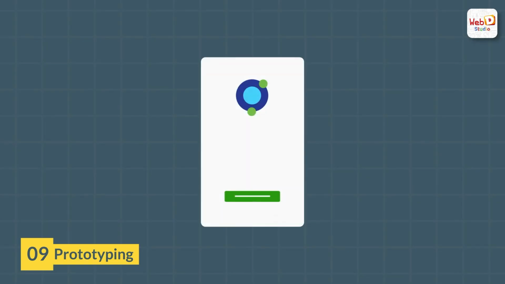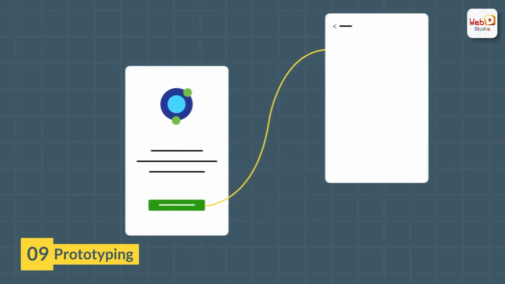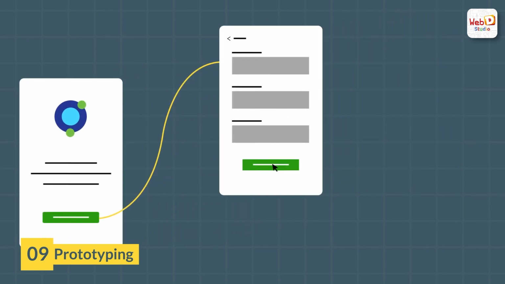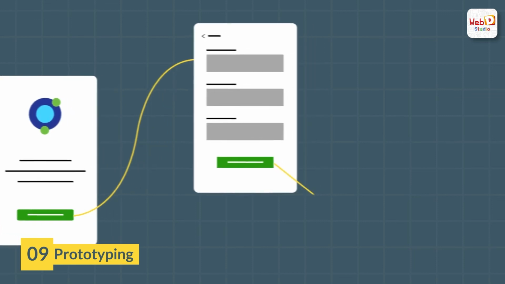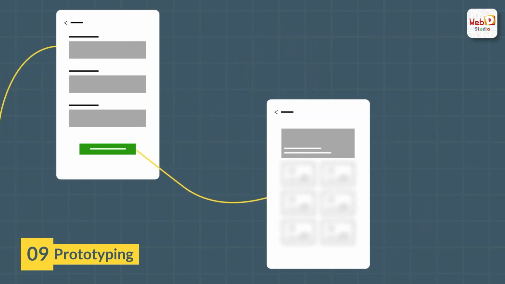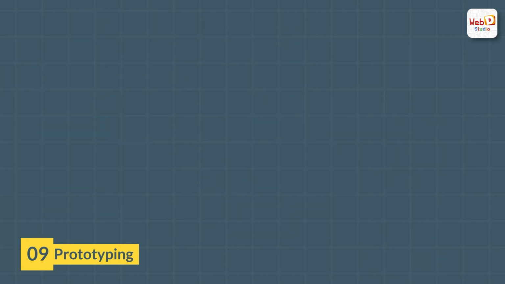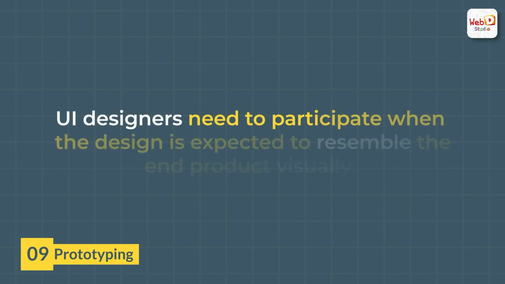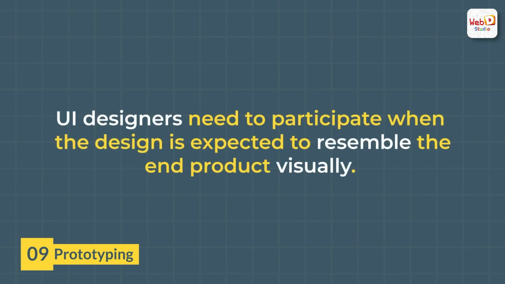Prototyping. The UI designer often becomes a part of prototyping when the model is more realistic and is expected to be designed to fine detail. The UX designers usually develop basic prototypes to demonstrate functionality, but UI designers need to participate when the design is expected to resemble the end product visually.